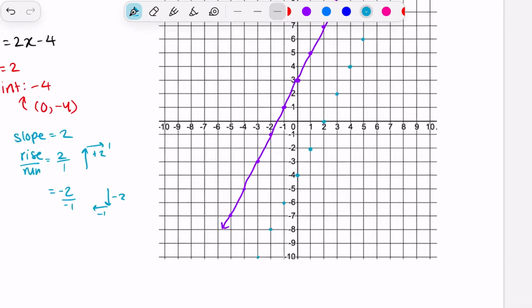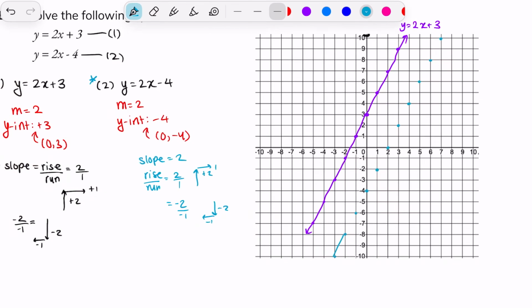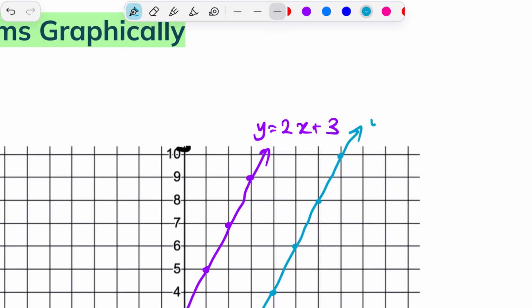Okay. So now if I were to connect all of these points, oh, that's terrible. Okay. Still not the best, but I don't have a ruler, so this is the best I can do.